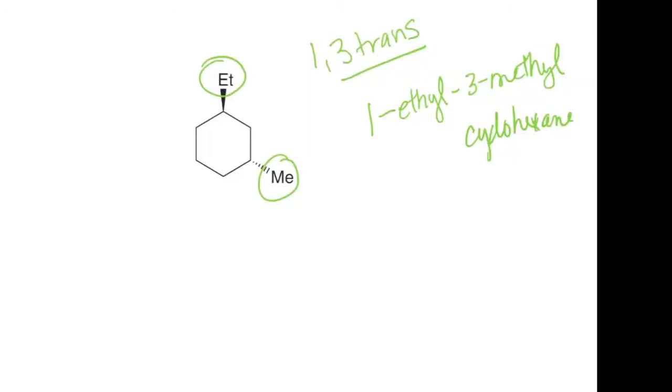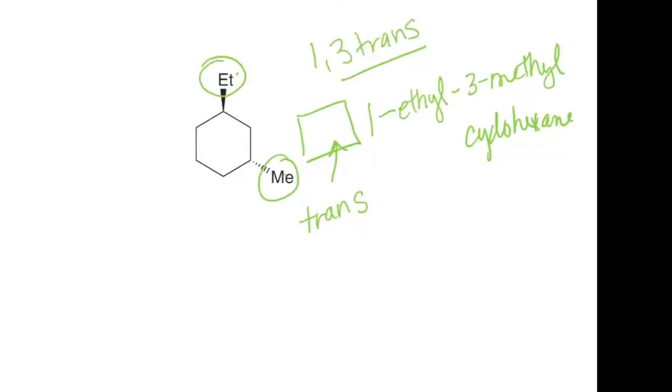But we have to indicate the stereochemistry in the front. If you remember back to that nomenclature chapter, we have this thing called stereochemistry in the front of the name. And because these two functional groups are trans to each other, we are going to add the word trans to the beginning of our name. So that complete name is going to be trans 1 ethyl 3 methyl cyclohexane.